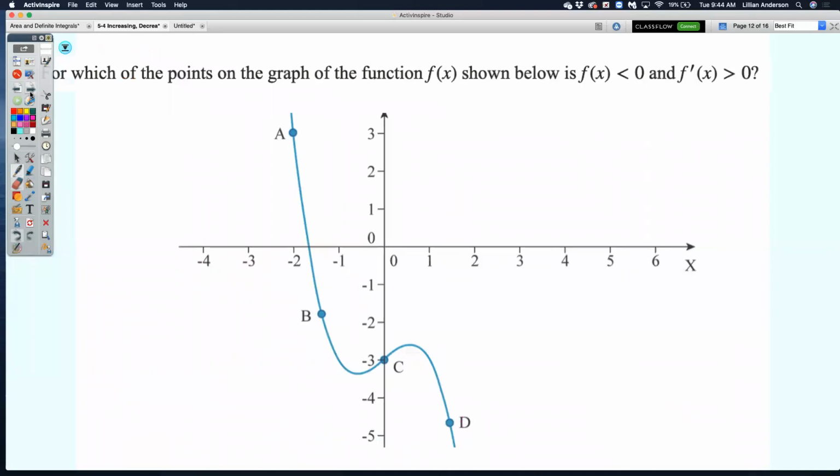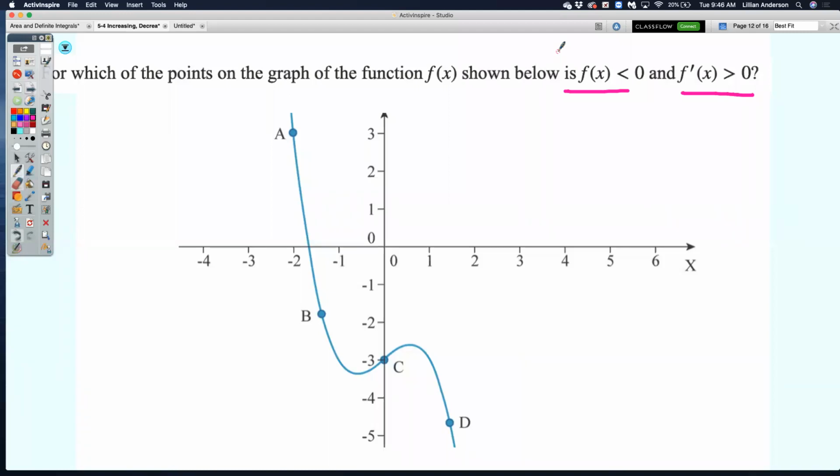Let's look at this one. For which point on the graph of the function f of x shows that f of x is less than 0 and f prime of x is greater than 0? So out of these 4 points, A, B, C, and D, which one of these applies to this? How do you know that it's that point?